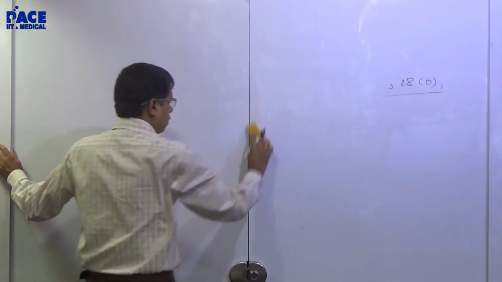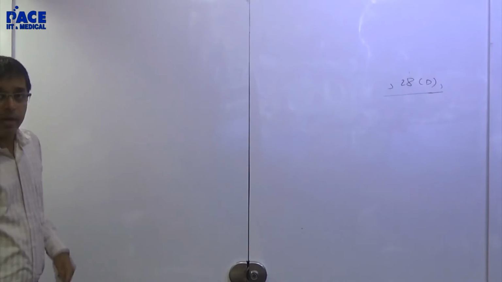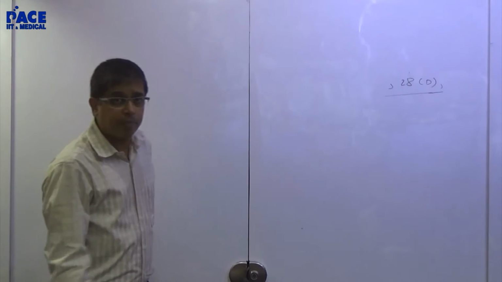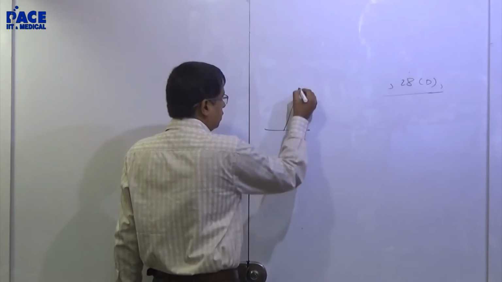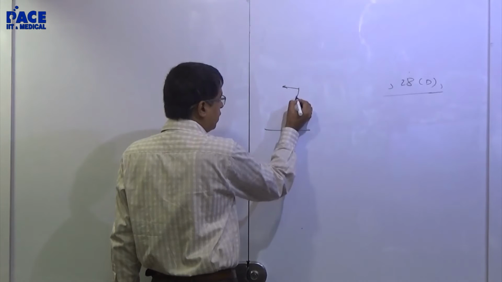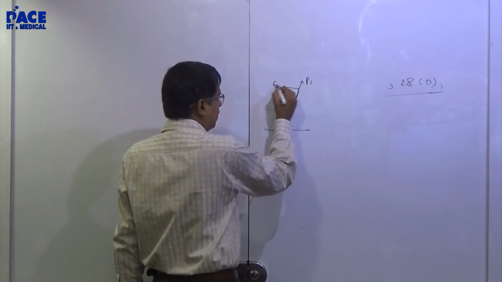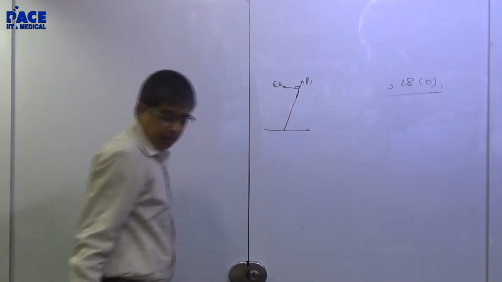Sir, why is P1 dot E_theta 0? Perpendicular, dot product of two perpendicular vectors. E_theta will be this way. You have given P1 this way, E_theta will be this way. They are perpendicular.